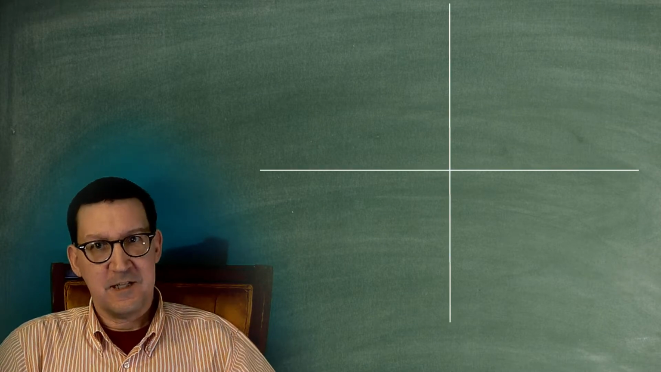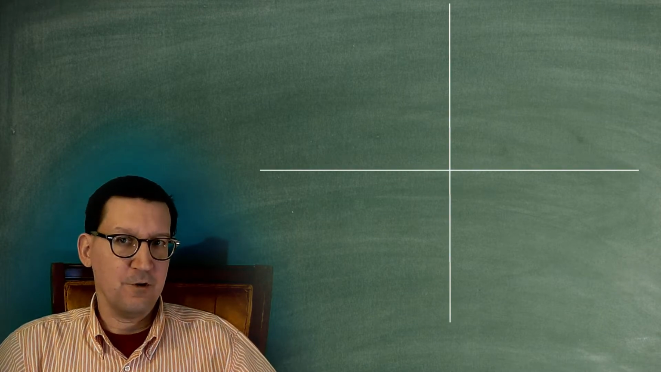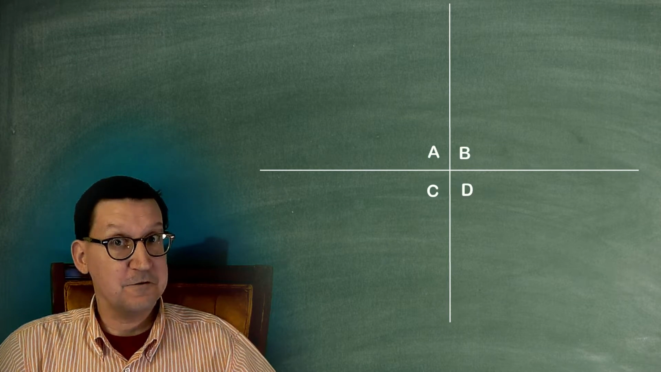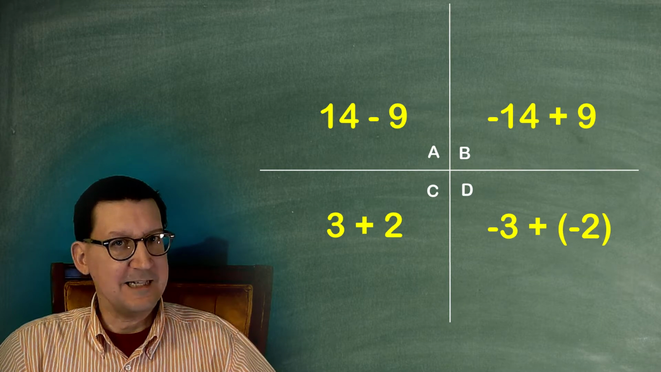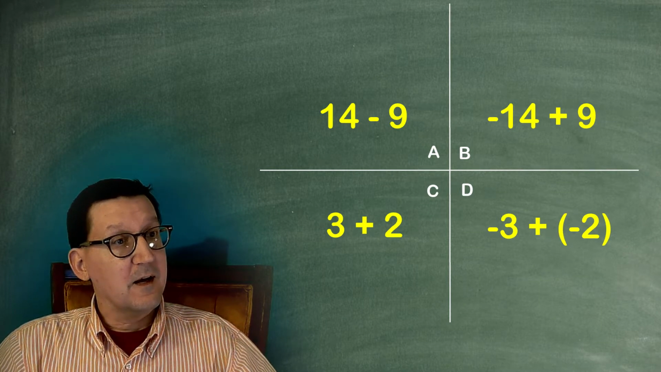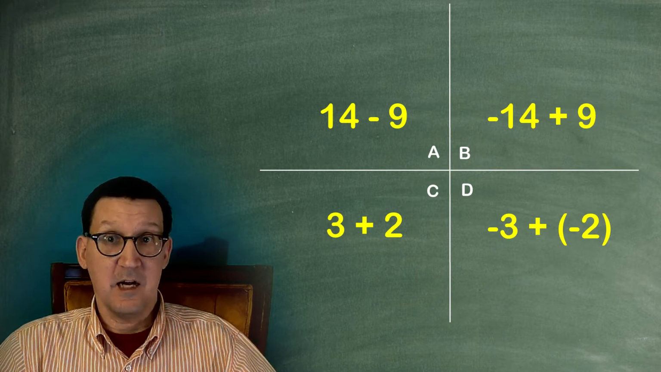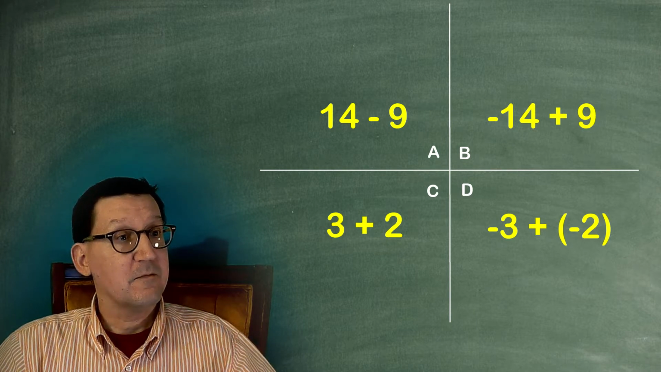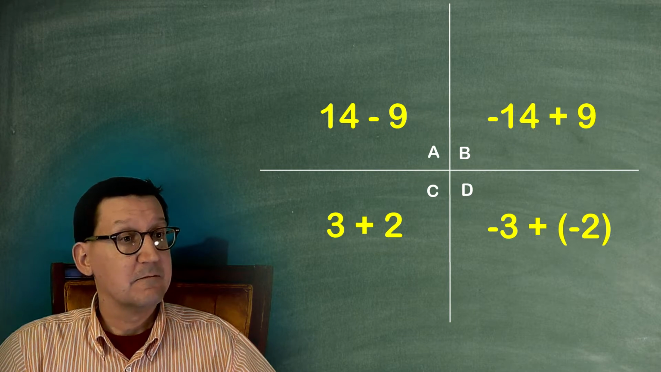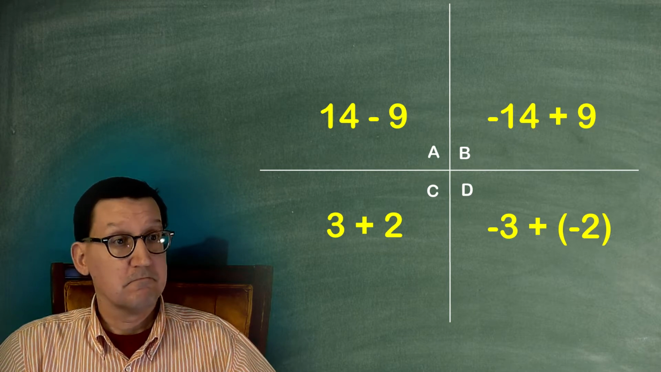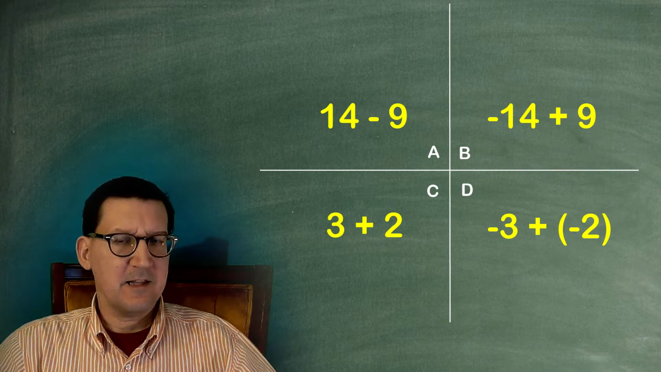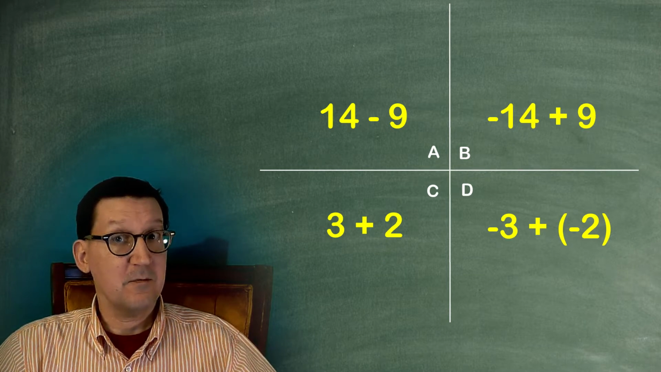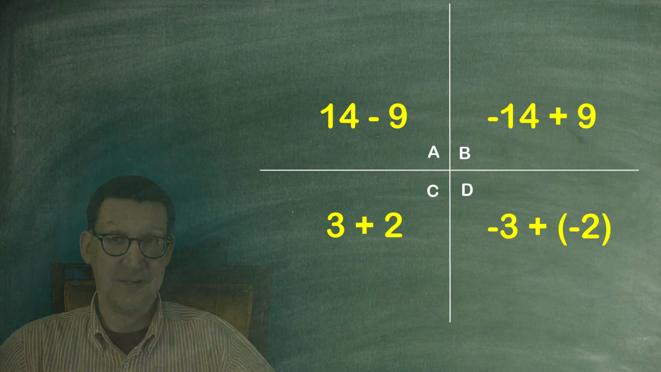So up here you see that we have 4 squares, 4 letters in them, as you're probably used to. And what's the same and what's different about the expressions in each of these 4? Box A is 14 minus 9. Box B, negative 14 plus 9. Box C, 3 plus 2. Box D, negative 3 plus negative 2. So take a few seconds, think about that, write down some ideas, and when we come back, we'll talk about what's the same, what's different about it, see if you came up with the same thing as we did.